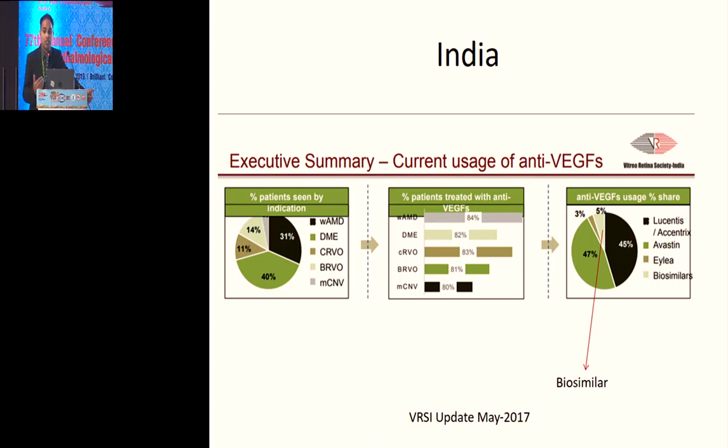Why is the Lucentis share so high in this country? Because the pricing is differential. In the US, the price of one Lucentis vial is approximately $2,000, which is 1/30th of that in this country. That is the reason you see this kind of distribution.